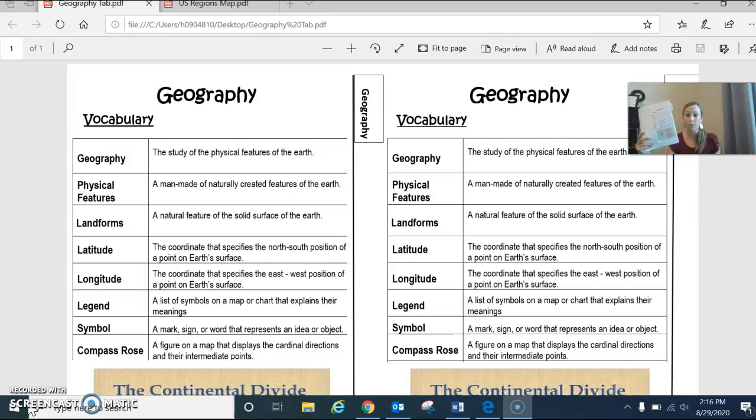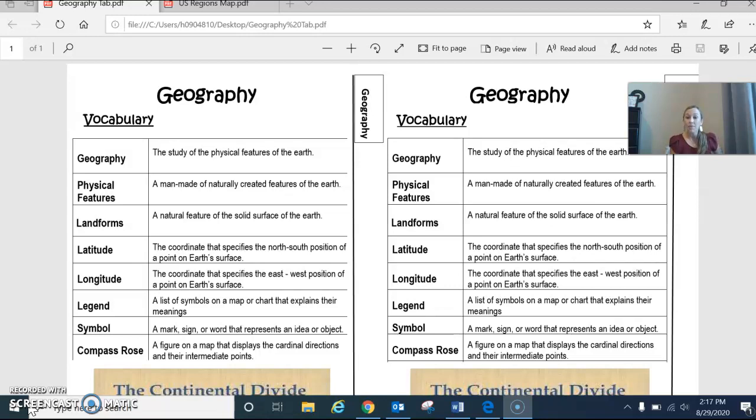See how the tab sticks out just a little bit like that? So if you have a printer and you can print this, and if you have your social studies notebook, you can do your geography tab just like mine. If you don't have your notebook, you can print this and put it on a piece of paper. If you don't have a printer, that is okay. You're going to be able to see this page in Canvas, okay?